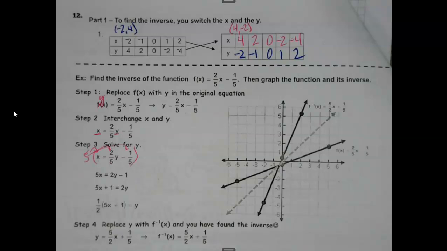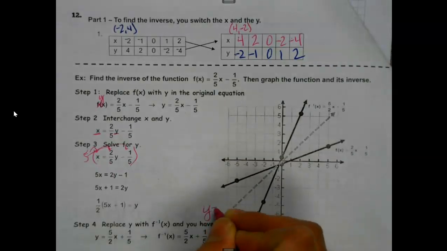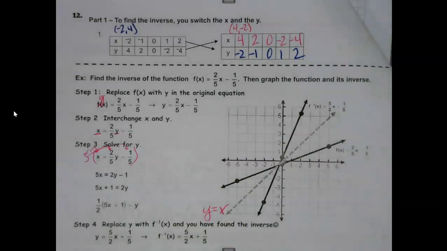The nice thing about this example, which is why I stopped to talk about it for a moment, is that if you graph both lines, they're both graphed right here, they reflect not over the x-axis, not over the y-axis. They reflect about the line y equals x. It's a diagonal line that goes all the way through your graph.